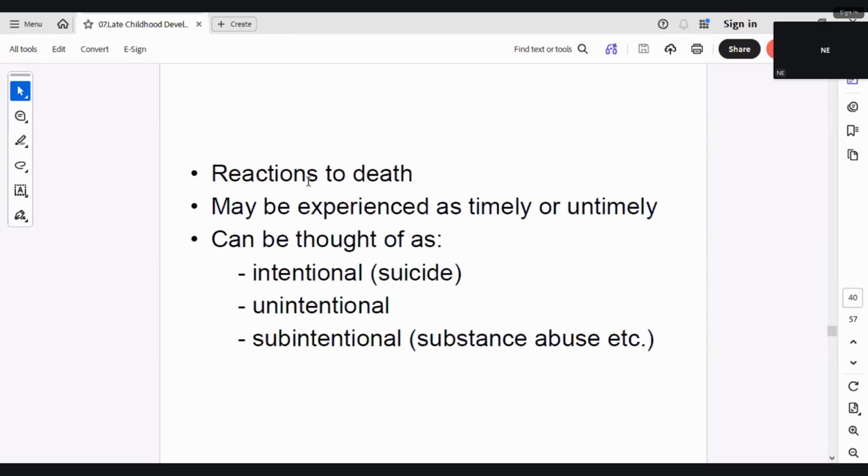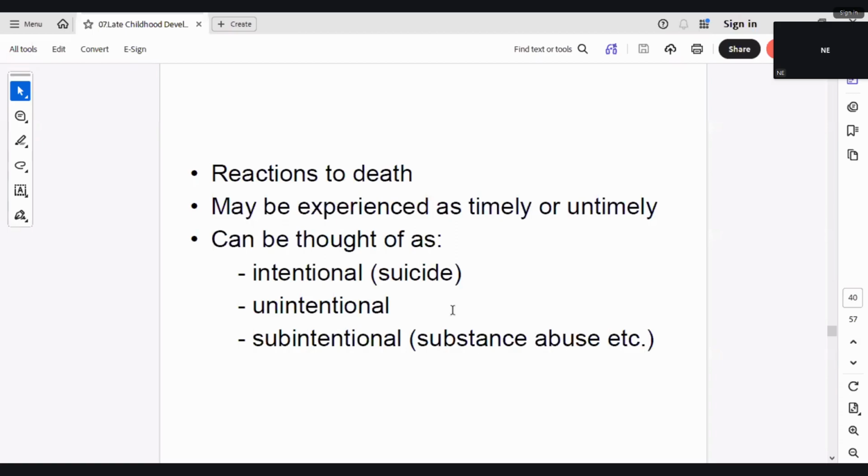And so, looking at how people react to death. Is death experienced as timely or untimely? Timely meaning expected, somebody with terminal cancer or some terminal neurological disease, or was it an accident? Somebody who was well and healthy and who passed can be thought of as intentional. Somebody who takes their own life.